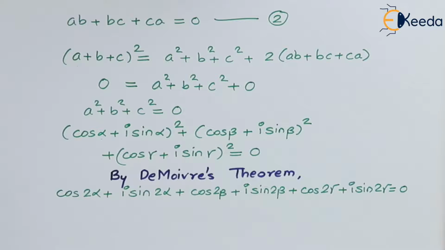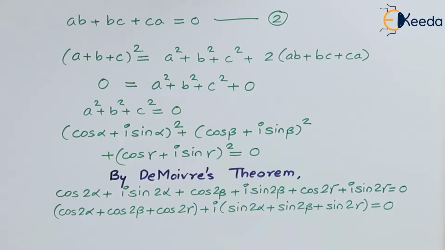So now guys, here we got this step, and in this we'll add the real part with the real part and the imaginary part with the imaginary part. So we'll get cos 2 alpha plus cos 2 beta plus cos 2 gamma as a real part, and then taking I common, we'll get sin 2 alpha plus sin 2 beta plus sin 2 gamma as the imaginary part. And now guys, we'll compare two sides. So on the left hand side we have a complex number, on the right hand side we have 0, which is nothing but 0 plus 0i.